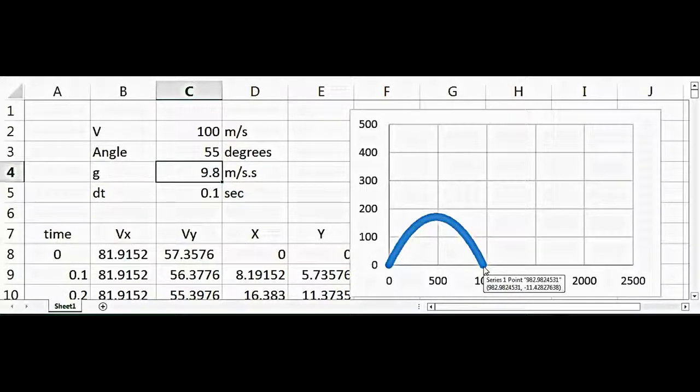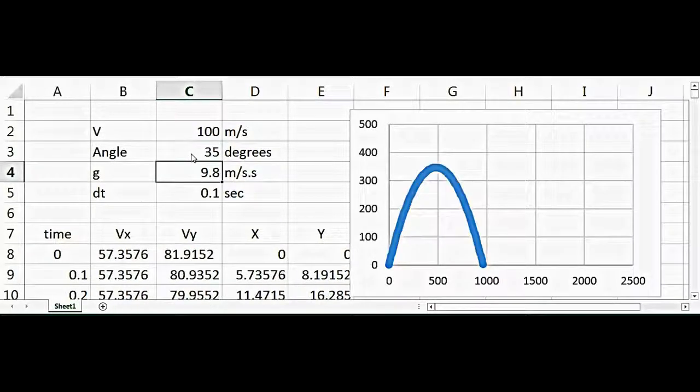So now you can see that when I was throwing at 45 degrees, it was going to 1050, but when I throw at 55, it goes to around 950. And again, if I throw at 35, then again it goes to around 975. So the maximum distance you will cover will be when you throw it at 45. So this confirms that our simulations are correct.